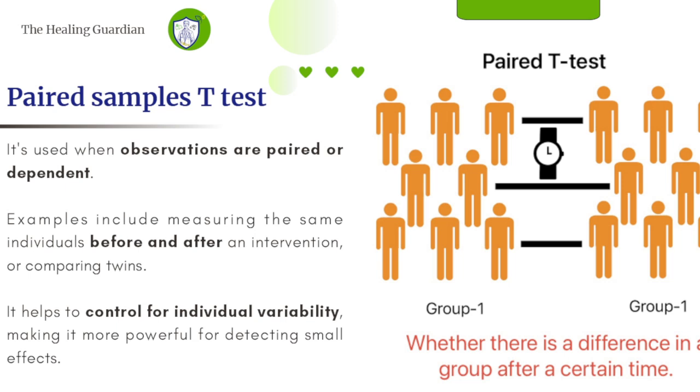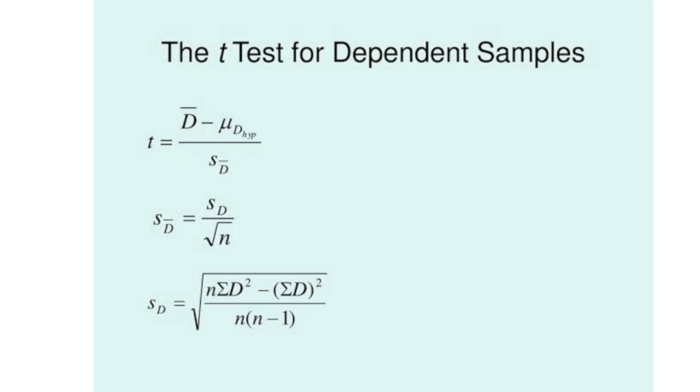So since the samples are the same, we use a paired samples t-test. It is more powerful for detecting small effects since it controls for individual variability. So what changes in the t-test for dependent samples? We use the mean of the differences instead of the sample mean. You see where in the independent t-test we are using the sample mean.